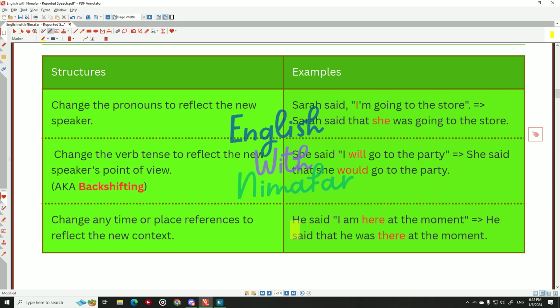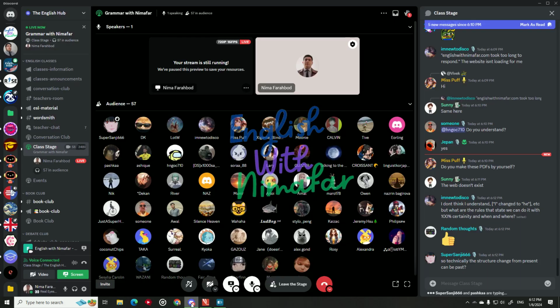Adverbs. You can change anything about adverbs like time, place, references to reflect the new context. For example, he said, "I am here at the moment." So is he here or no? He's there. Okay, because I'm in another location. I changed my location. I'm not at the same place that he actually what? So I should say, he said that he was there at that moment or the moment.